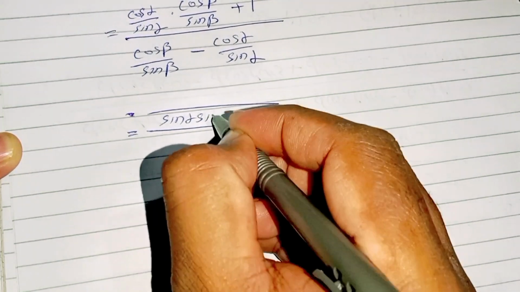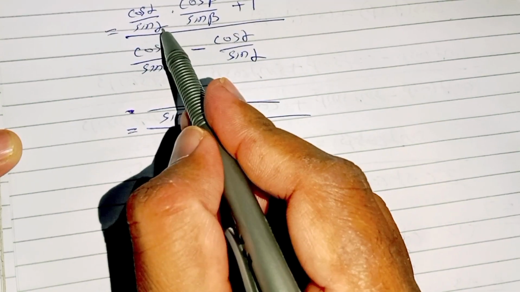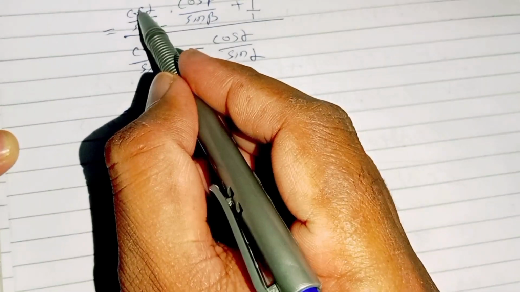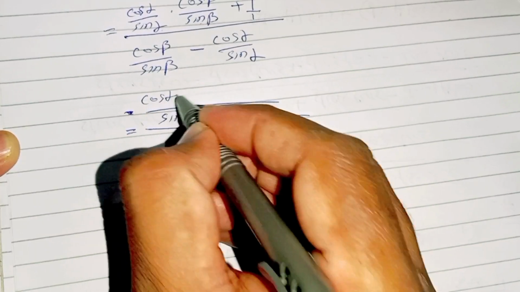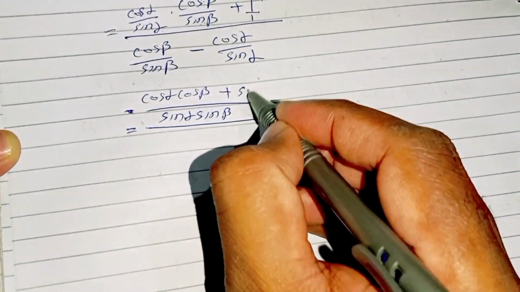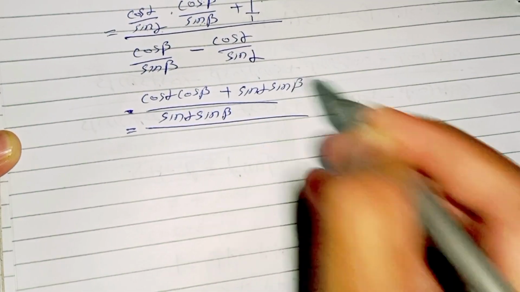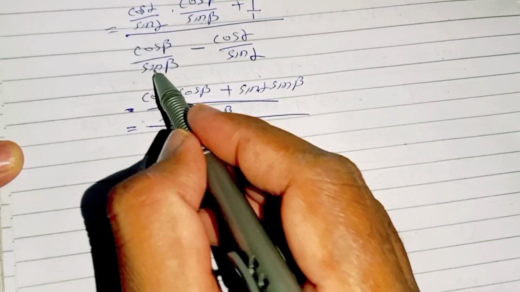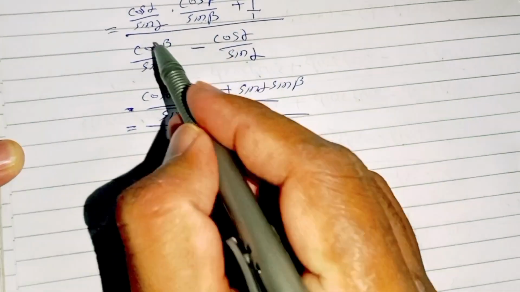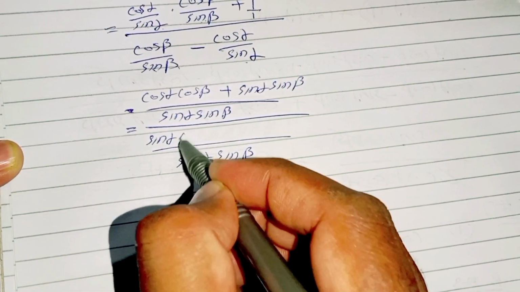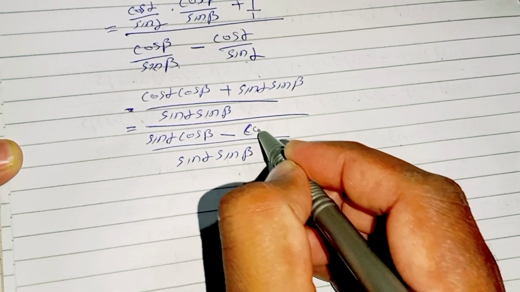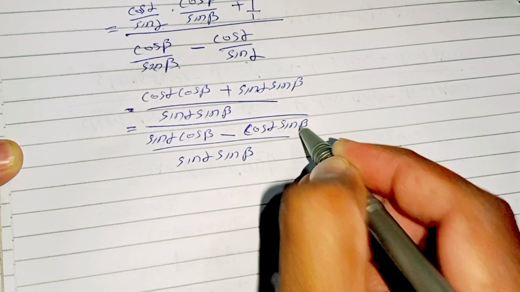Sin alpha sin beta, the LCM of sin alpha sin beta and 1 is sin alpha sin beta. Cos alpha multiplied by cos beta, we have cos alpha cos beta, plus sin alpha sin beta multiplied by 1, we have sin alpha sin beta. In the denominator, the LCM of sin beta and sin alpha is also sin alpha sin beta. Sin alpha multiplied by cos beta, we have sin alpha cos beta, minus sin beta multiplied by cos alpha, we have cos alpha sin beta.